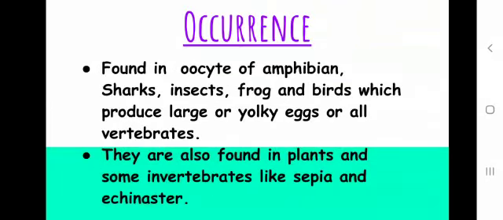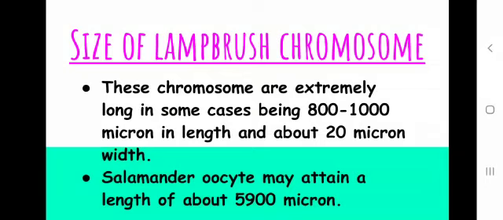If we see their occurrence, they are found in the oocytes of amphibians, sharks, insects, frogs, and birds which produce large or yolky eggs, or all vertebrates. They are also found in plants and some invertebrates like Sepia and Echinoderms. Size of lampbrush chromosome. These chromosomes are extremely long in some cases, being 800 to 1000 micron in length and about 20 micron in width. Salamander oocyte chromosomes may attain a length of about 5900 micron.